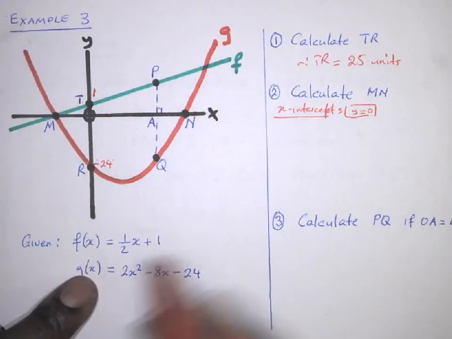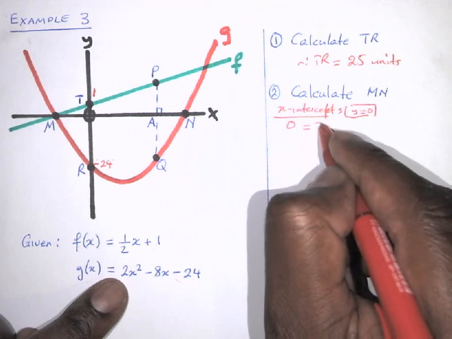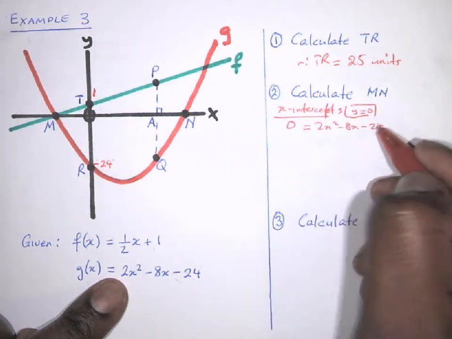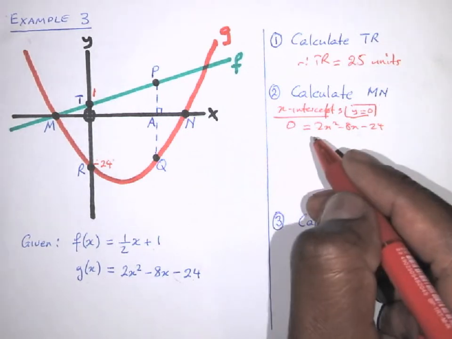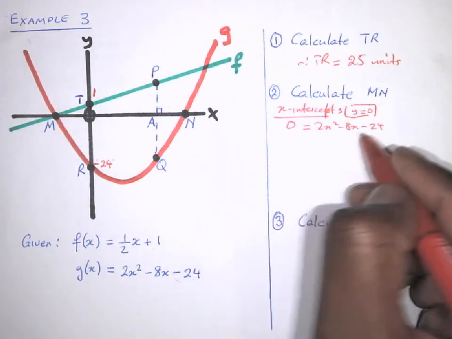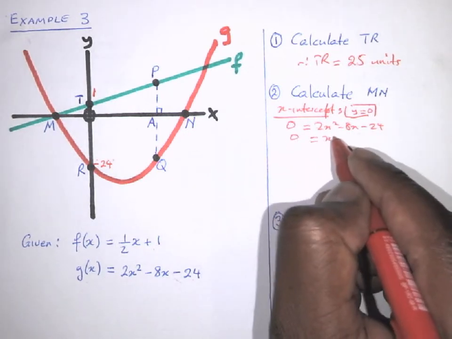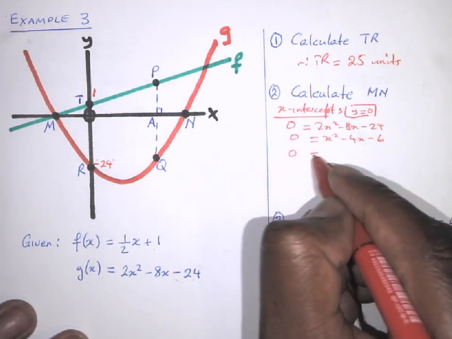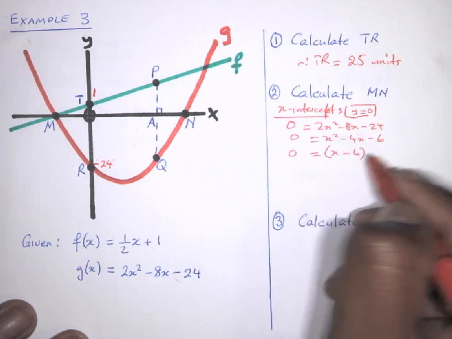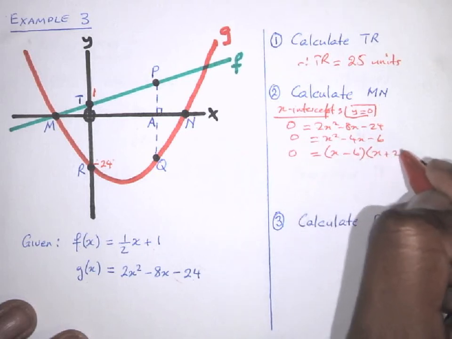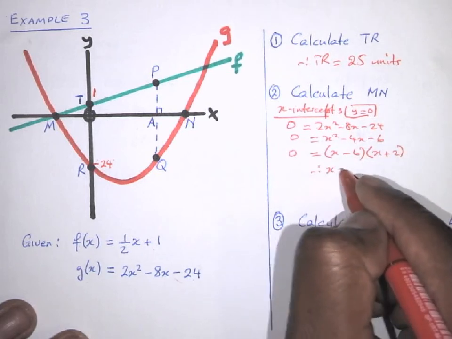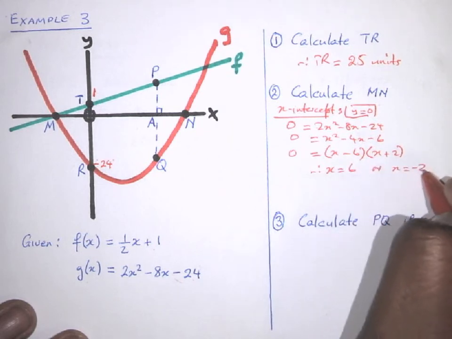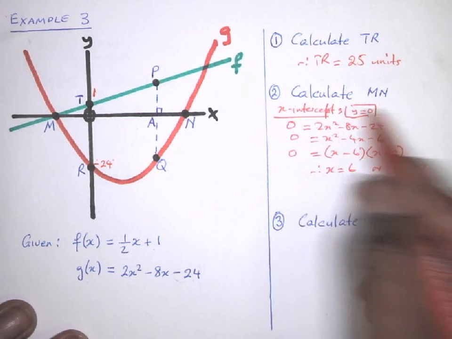The y is 0. So I'll say 0 is equal to 2x squared minus 8x minus 24, and then I'll solve for x. If I divide by 2 on both sides, this is 0 is equal to x squared minus 4x minus 6. I can factorize this. So 0 is equal to x minus 6 and then x plus 2. So therefore we get x equals 6, or we get x equals minus 2. So those are the x-intercepts on this graph.